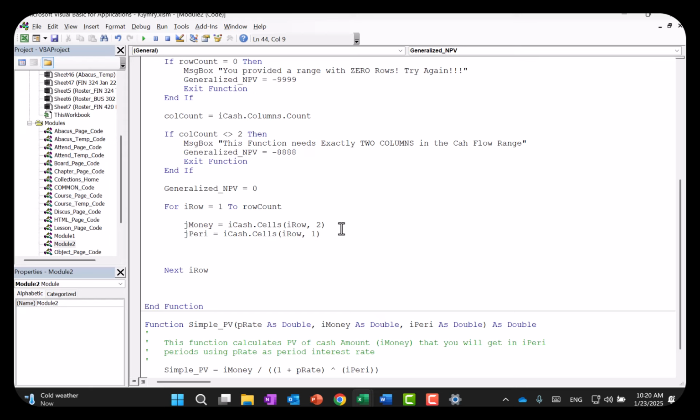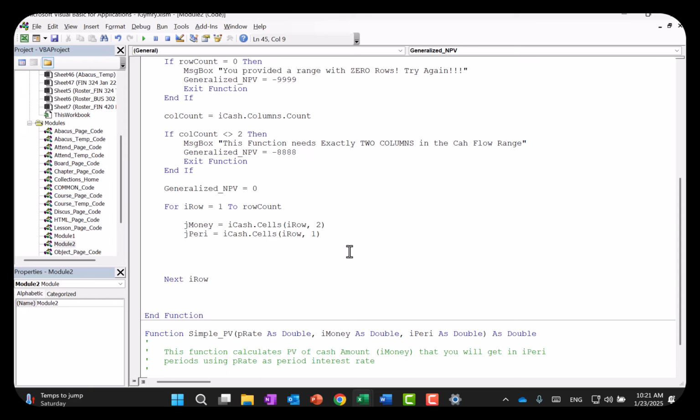We just happen to know that it's in the first one. If the user reverses them, that's their problem. Of course, you could do stuff about that, but we're not going to. Now I know how much money I have and when I'm getting it. I already calculated the discount rate over there, the P rate.